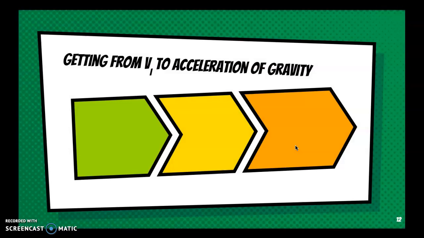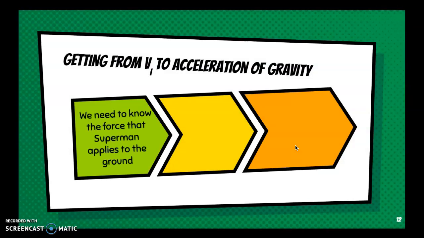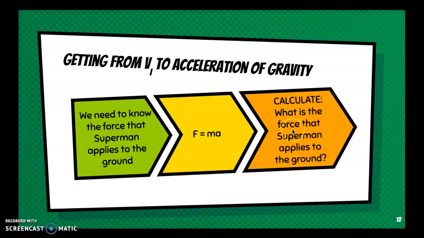Next. Okay, so getting from V sub I to acceleration of gravity, we need to know the force that Superman applies to the ground. There's the equation. We know Superman's mass. You have just calculated the acceleration of his leap. What is the force that Superman applies to the ground? That is his mass times that acceleration that you just calculated. Here's your next calculation. Calculate force here.